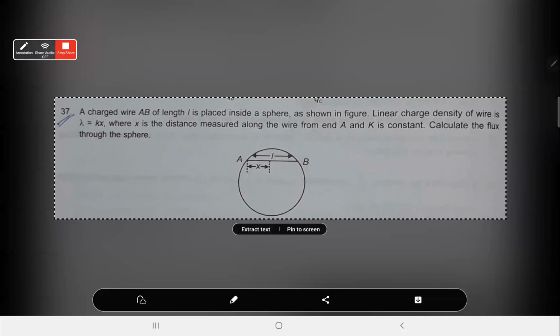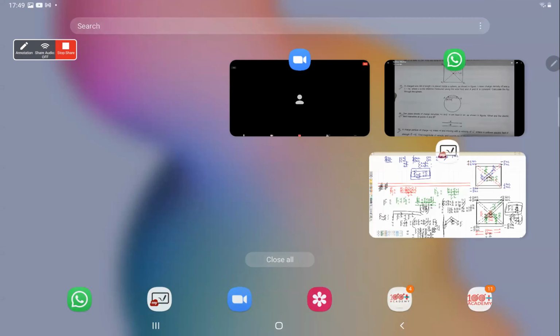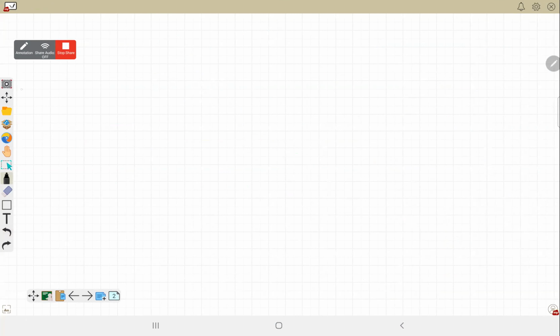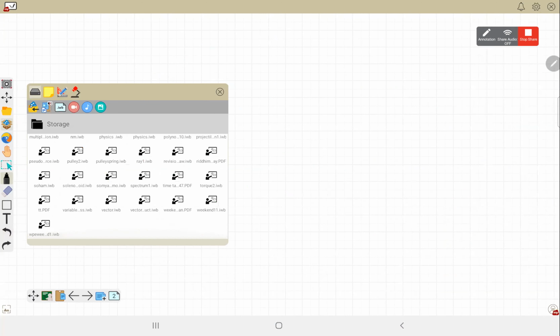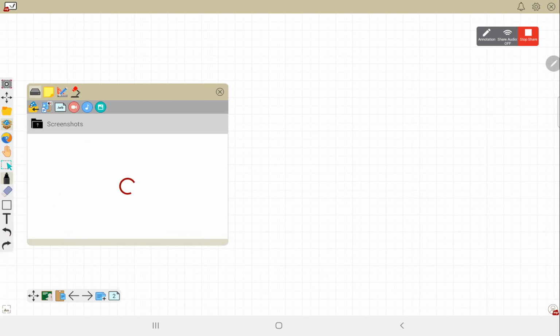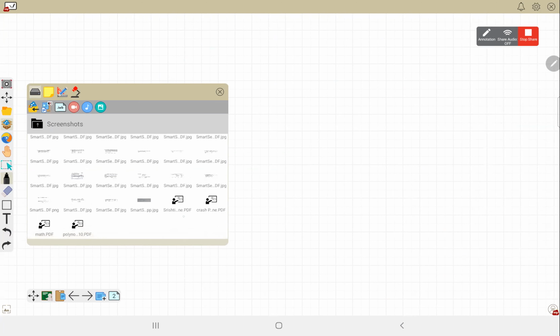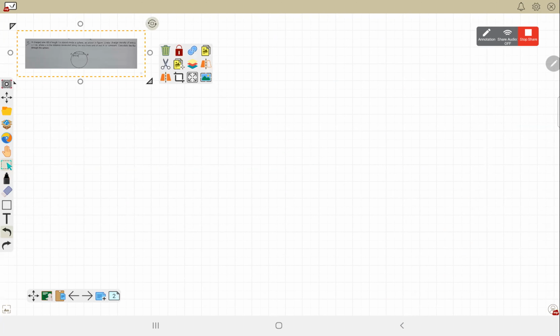Total charge inside we have to calculate with the help of integration, क्योंकि यहाँ पर charge density is non-uniform. For non-uniform charge density, we need to do the integration. Integration इसलिए करना है क्योंकि हमें total charge चाहिए. Then total charge upon epsilon naught, that will be the answer.